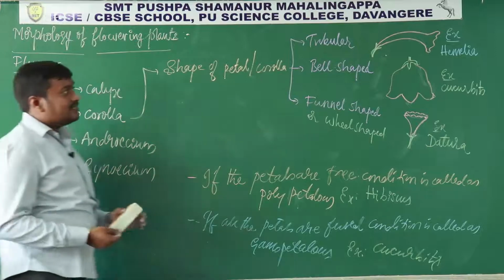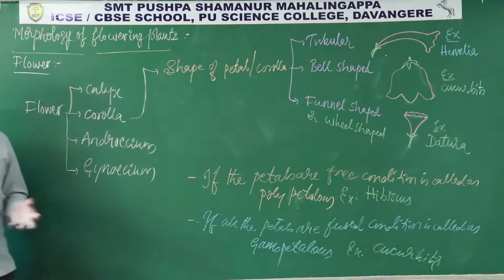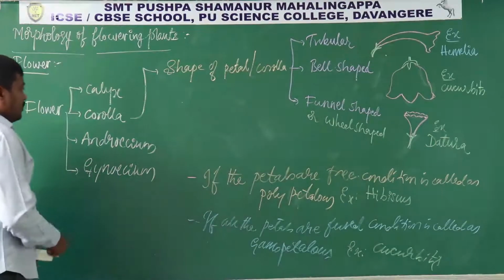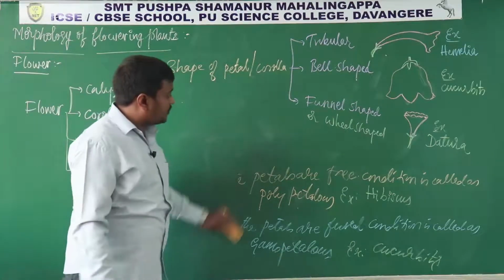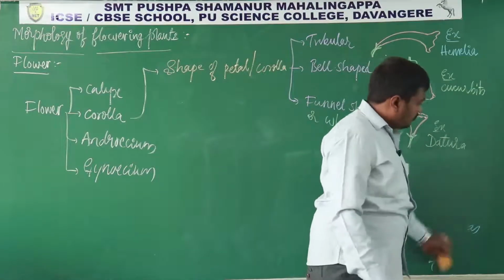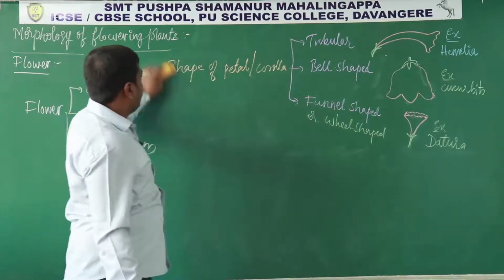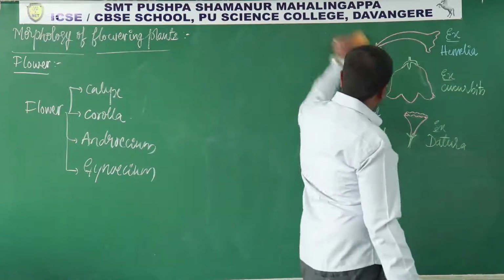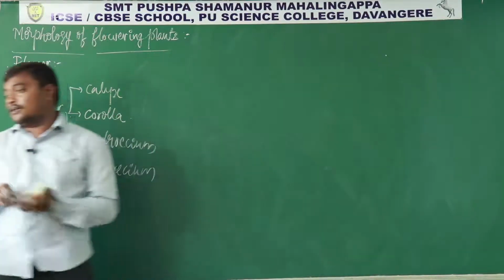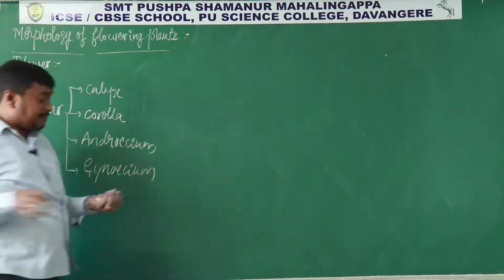Of course, not only these three types, there are many types, more than 10 different shapes of petals. But here you have only three types: tubular, bell shaped and funnel shaped. And as I already told, the calyx and the corolla are arranged in a specific pattern. That arrangement is called estivation. So estivation is the arrangement of sepals and petals in a flower with respect to other members of the same whorl.